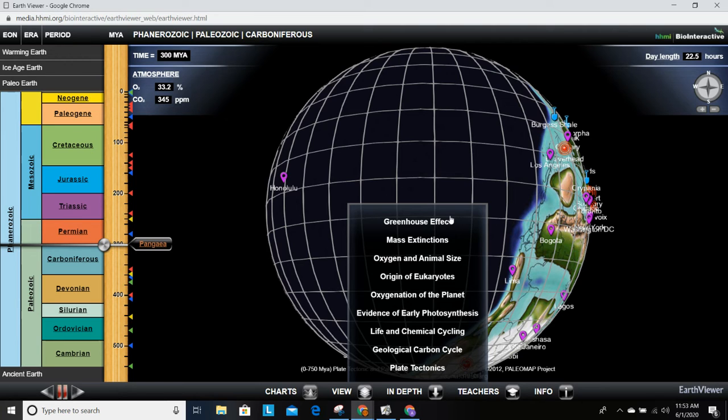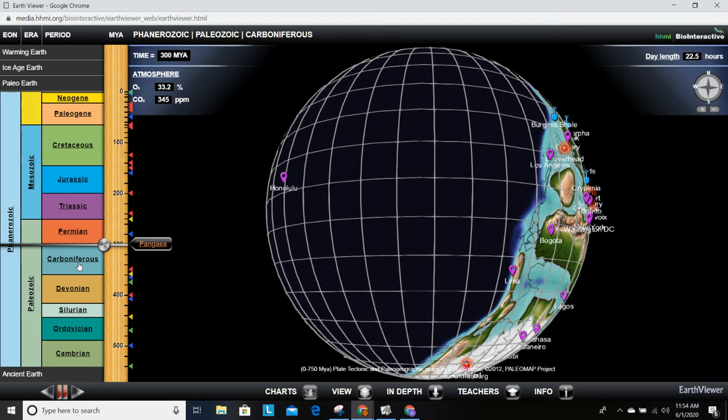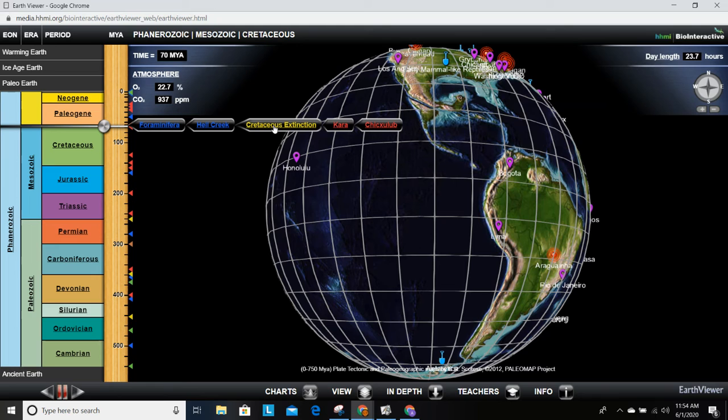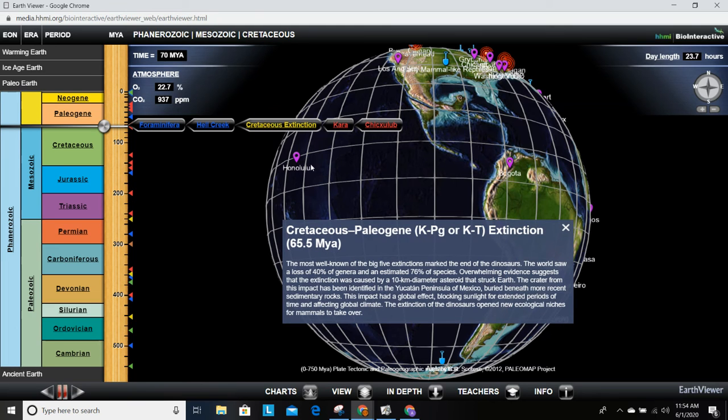When you go to the analysis questions, go to the climate changes and see in depth what the oxygen and animal size ratio was, what happened 250 million years ago, the volcano, and how things changed in the Cretaceous extinction. That is where you can get the evidence in depth and answer all the analysis questions.